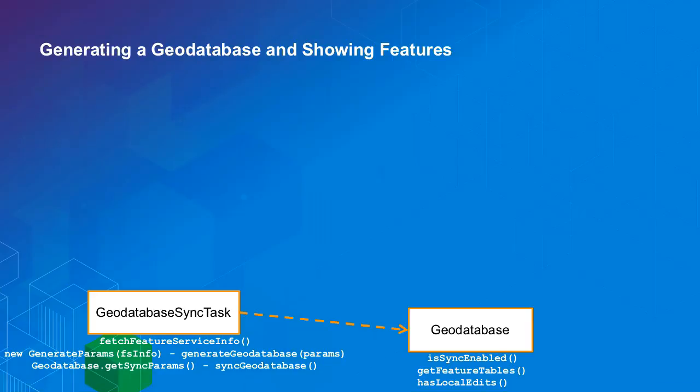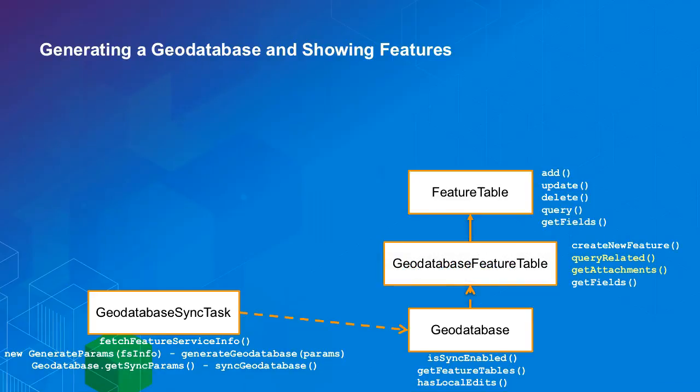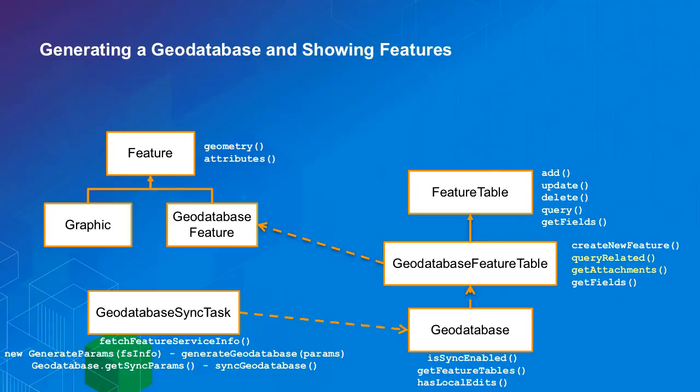And from the geodatabase, you get a geodatabase feature table. That's the table that has the features. And then from the feature table, you can get features. And you can draw them in your map. You can make edits to them. And a geodatabase feature inherits some feature, which is similar to a graphic. And you can do all of this work without drawing the features.